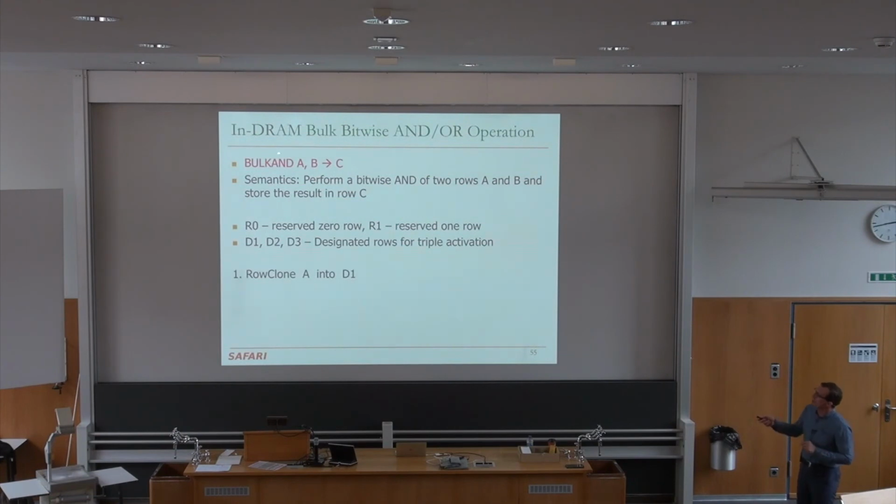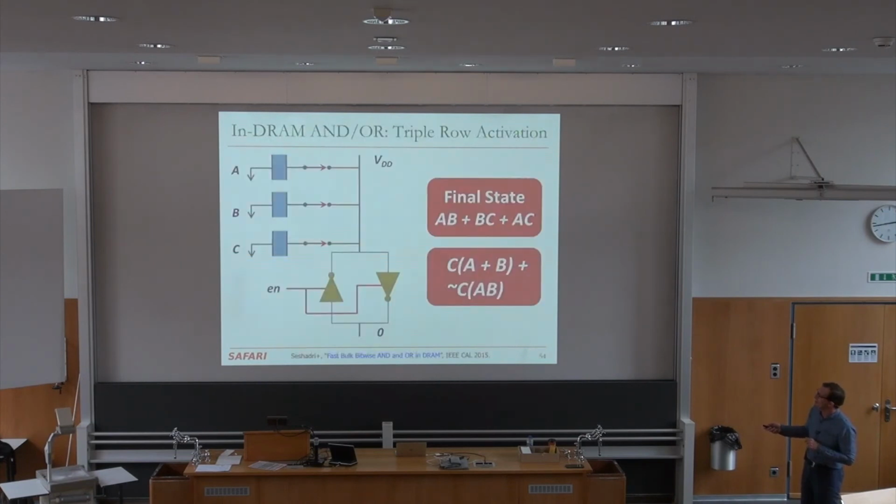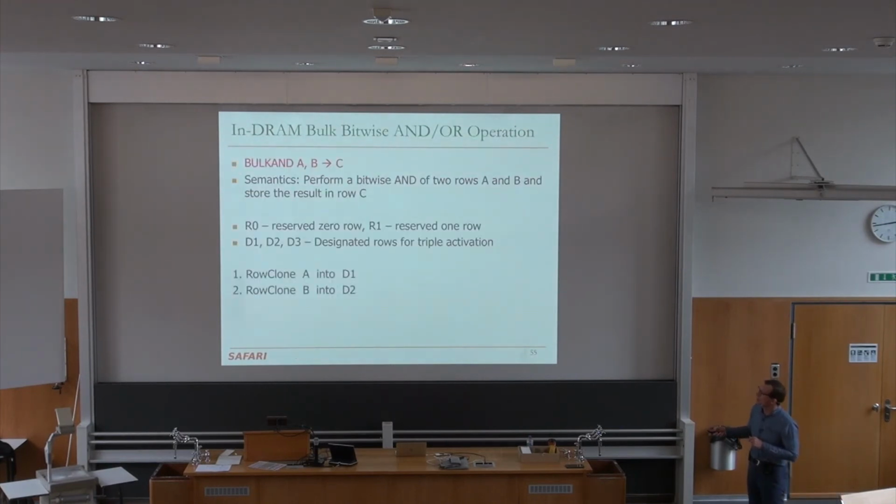Okay, so how do you actually do the bulk AND? This gets translated internally in the memory controller to a row clone of A into one of these designated rows. So from that part in the subarray, you take A, put it into D1, and you do row clone for that. You need to row clone the other source row into D2. And since we're doing an AND, we need to set the third row to all zeros because of this Boolean equation, right? It requires C to be set to 0. As a result, we row clone the reserved 0 row into D3. Now all of the inputs are there in the designated rows.